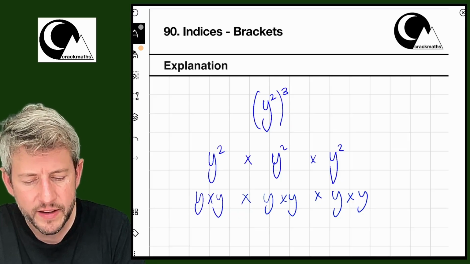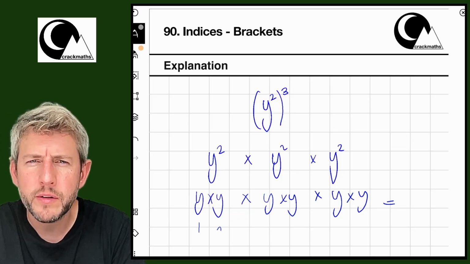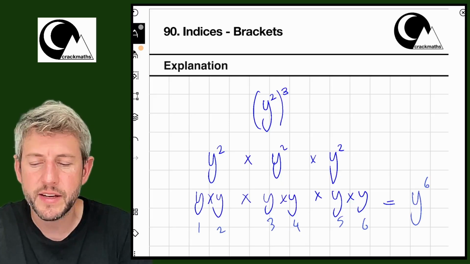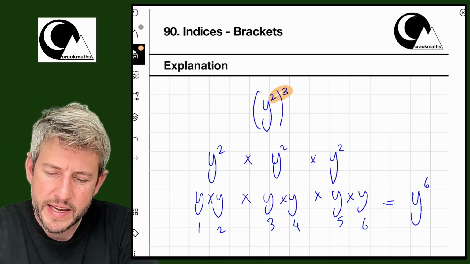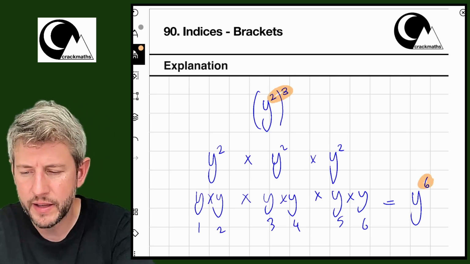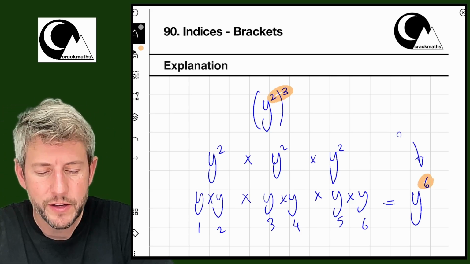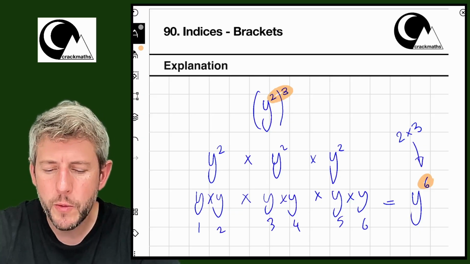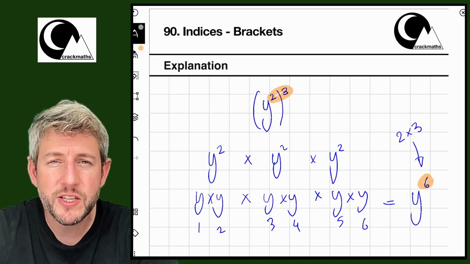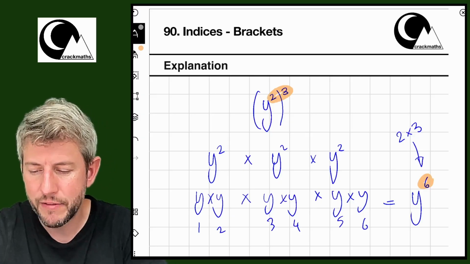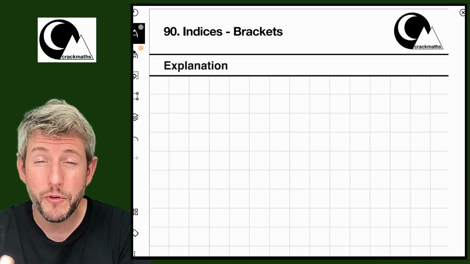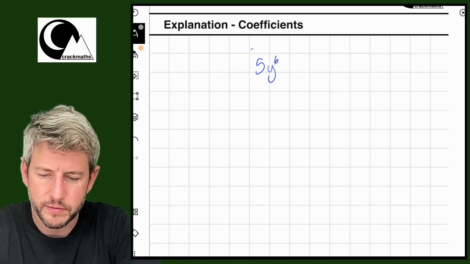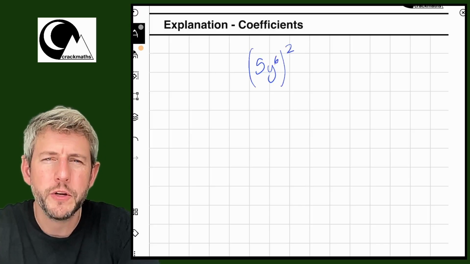And then what we see here is that this will be y to the power of 1, 2, 3, 4, 5, 6. So this equals y to the power of 6. And we could have got to that 6 by doing 2 times 3, okay? So that 6 has come from doing 2 times 3. So here we go, that's the rule. If you have an indice inside a bracket, and that's to the power of another indice, you can just multiply them together. So I'll quickly look at what happens when we've got coefficients. So this time, let's have 5y to the power of 6, all to the power of 2.